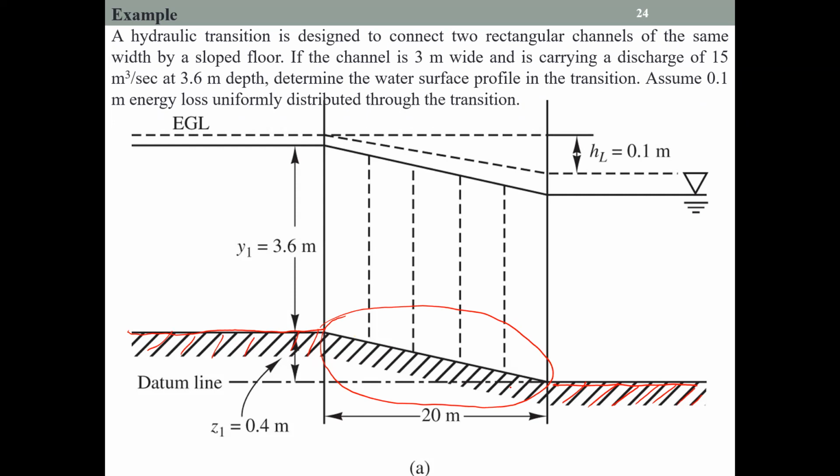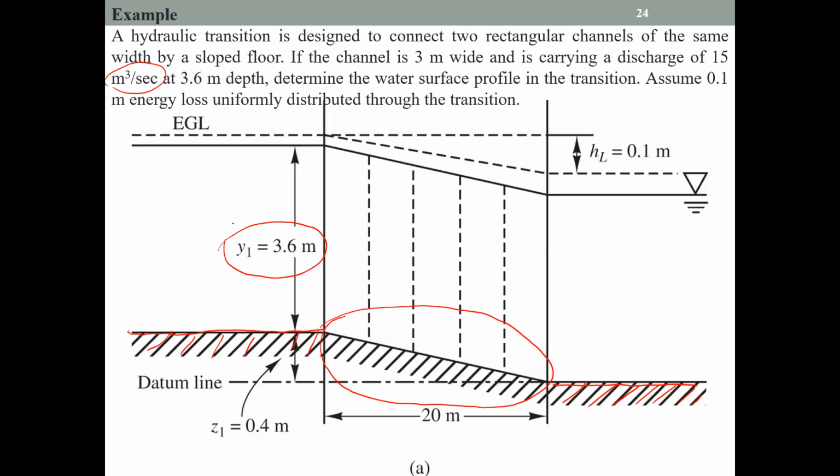So this question is a case like this. The flow rate for this one is given as 15 meter cube per second. I need you to understand the magnitude of these numbers. 15 meter cube per second is quite a high flow rate. And at the entrance, the depth is 3.6 meter.